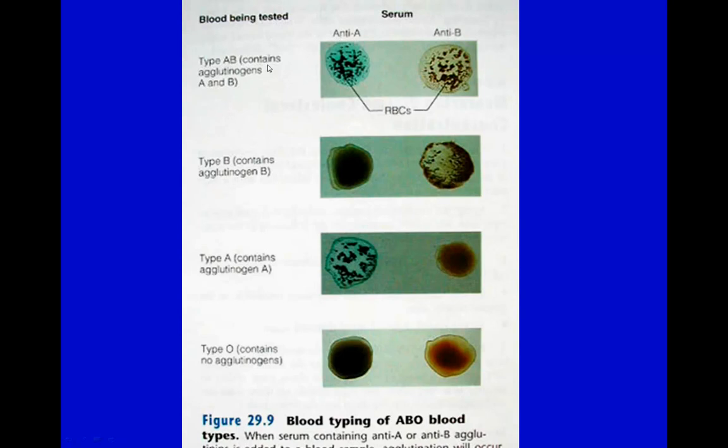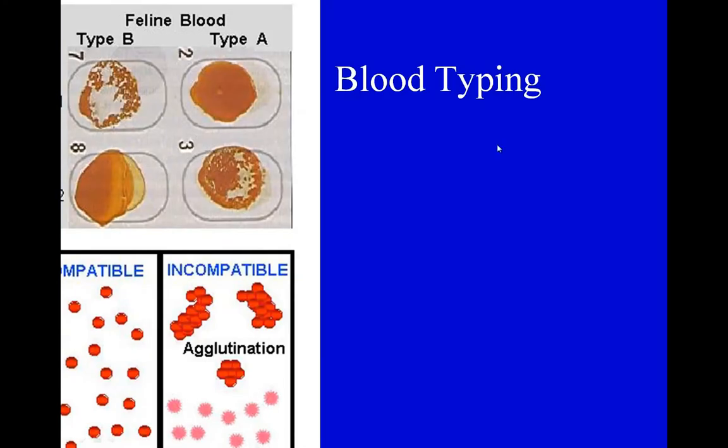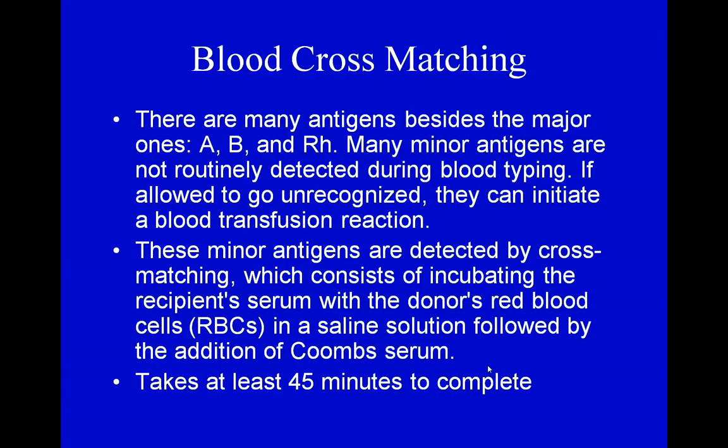So AB blood contains agglutinogens for A and B. It's going to be anti-A and anti-B antibodies. Type O contains no agglutinogens. So remember, O is the universal donor. AB is the universal recipient of blood. When we do blood typing, we're looking for compatible, which means that there would be no clumping. And when clumping occurs, if we're doing typing, we can tell that there were some antibodies for that. So there would be clumping that occurs.